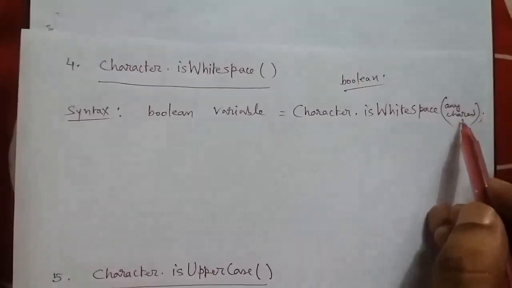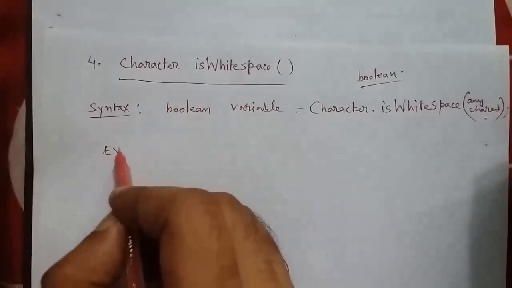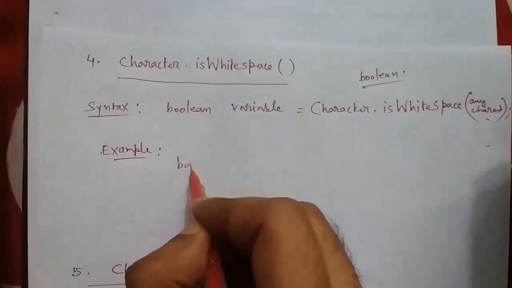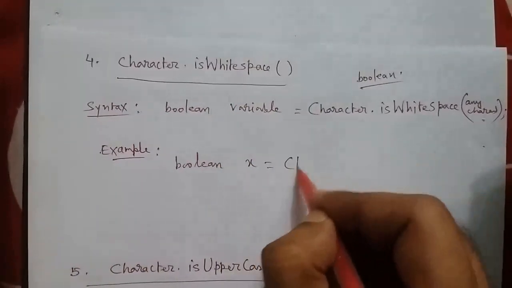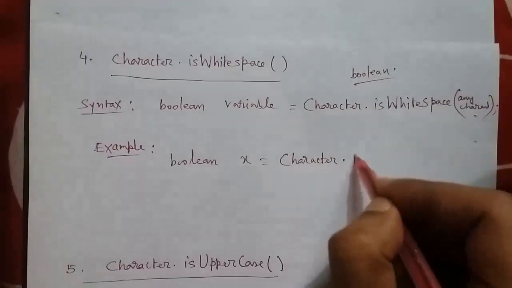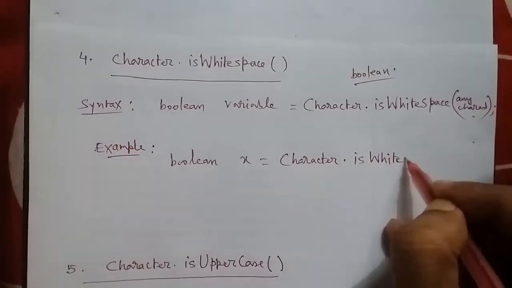So as argument, I am giving an example here, it will be better if I give an example. Boolean x equals to Character.isWhitespace, W capital, whitespace.